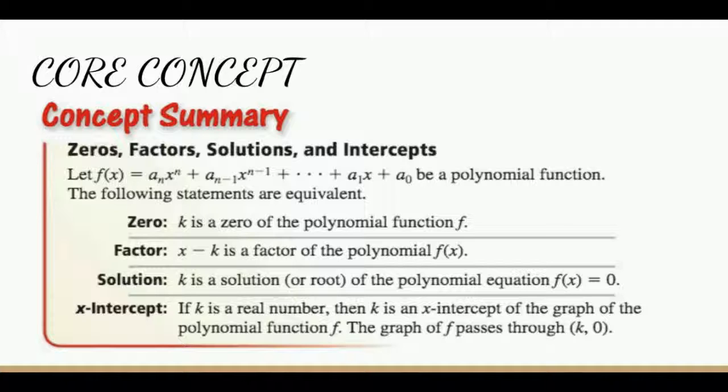The following statements are equivalent. Zero: k is a zero of the polynomial function f. Factor: x minus k is a factor of the polynomial f(x). Solution: k is a solution, or root, of the polynomial equation f(x) equals 0. X-intercept: if k is a real number, then k is an x-intercept of the graph of the polynomial function f. The graph of f passes through (k, 0).